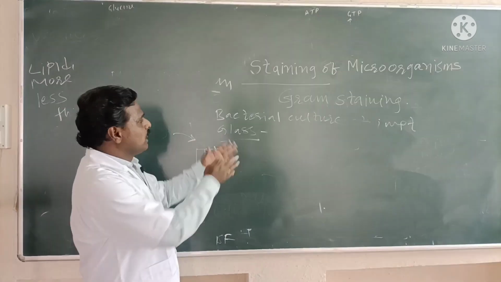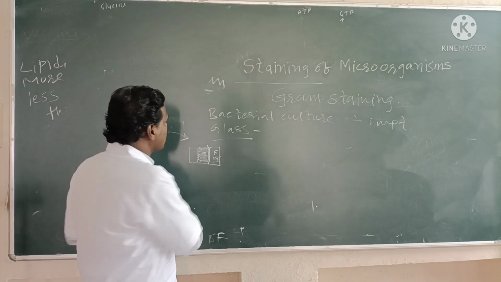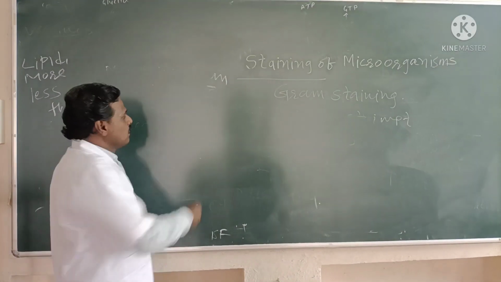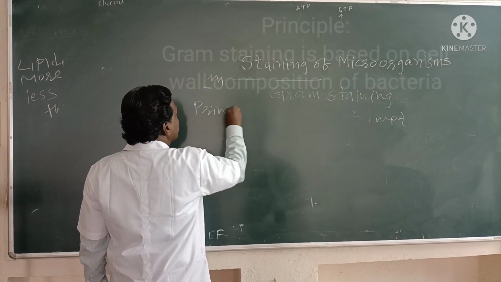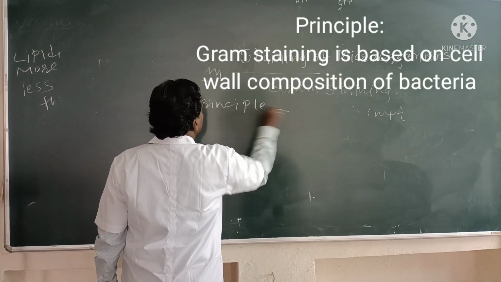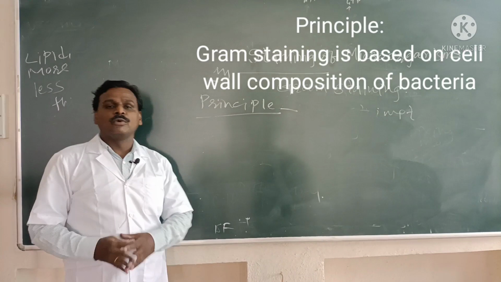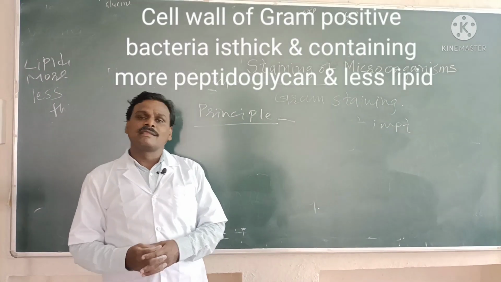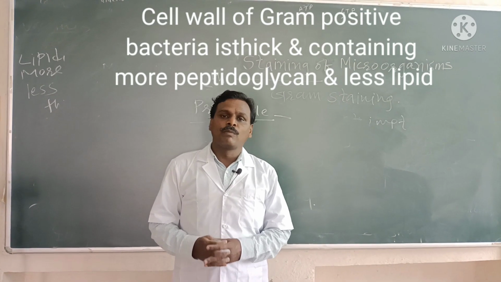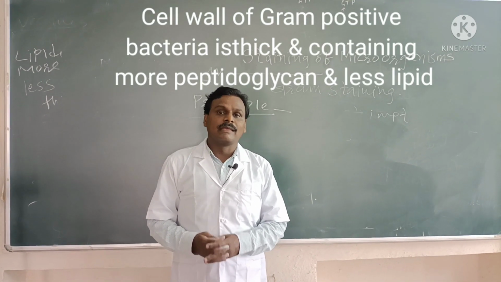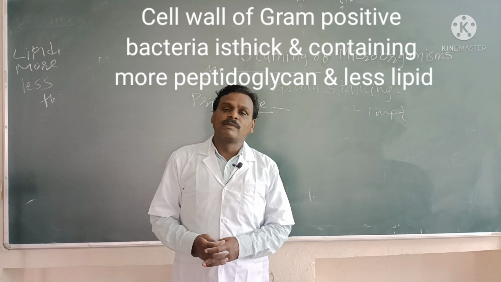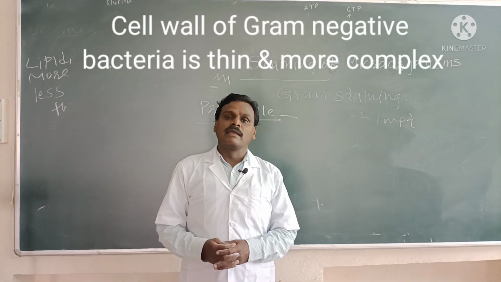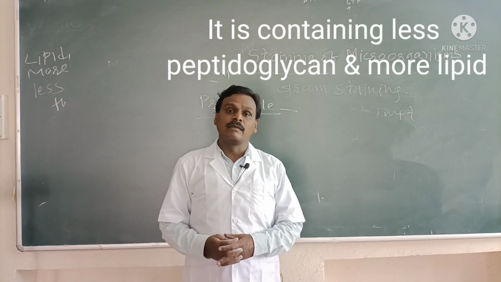Now we are going to talk about the principle of the gram staining. What is the principle of the gram staining? As I told, the gram staining is based on the cell wall composition of bacteria. The cell wall of the gram positive bacteria is thick, containing more peptidoglycan and less lipid. The cell wall of the gram negative bacteria is thin and complex, containing less peptidoglycan and more lipid.